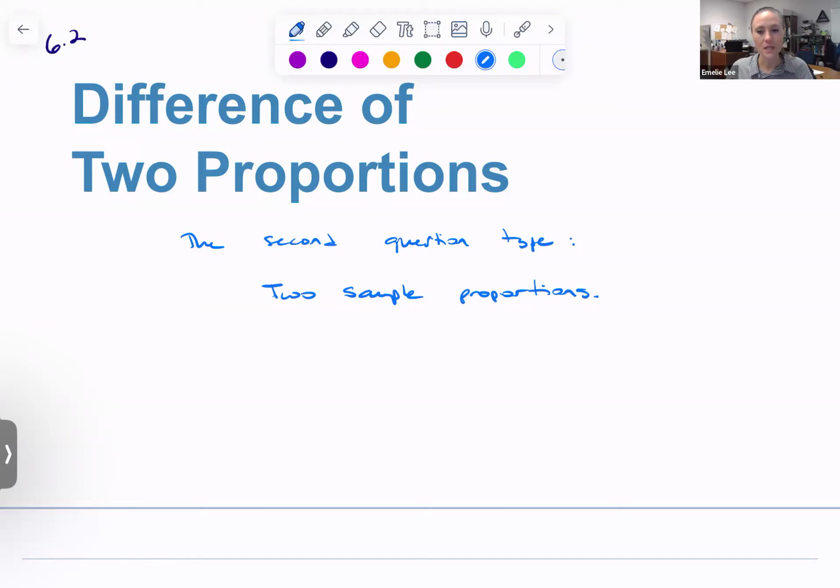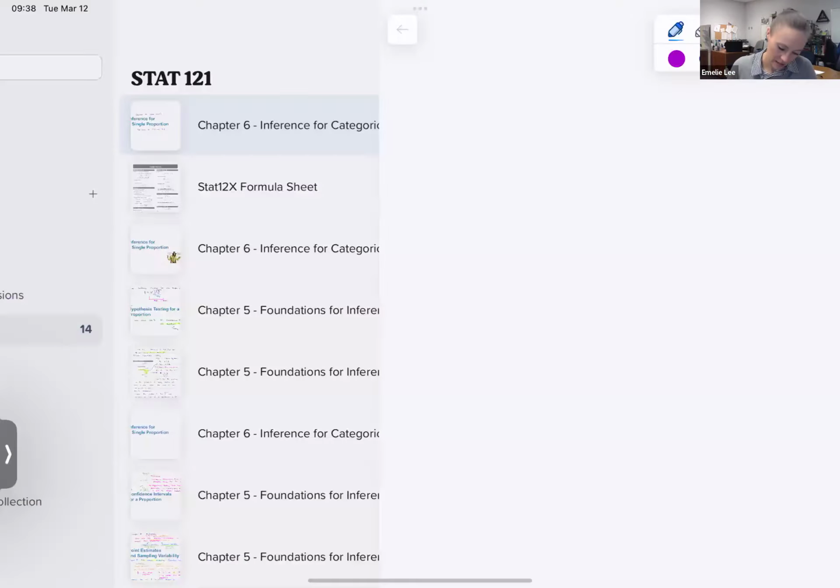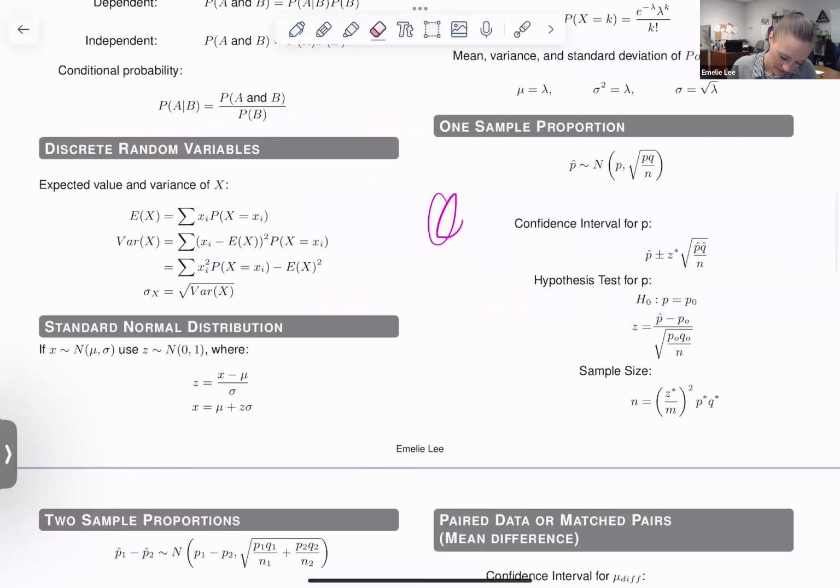I want to show you on the formula sheet where we're at, and then we can break it down from there. Here we finished one sample proportion. That's the type of question that we've talked about so far, right? We did a confidence interval, we did a hypothesis test, and this is the only time where we're going to do a sample size calculation. Like I said, we're not doing it in class, but I'll include it on the assignment.